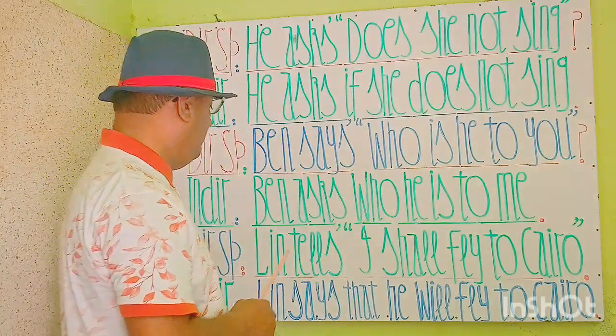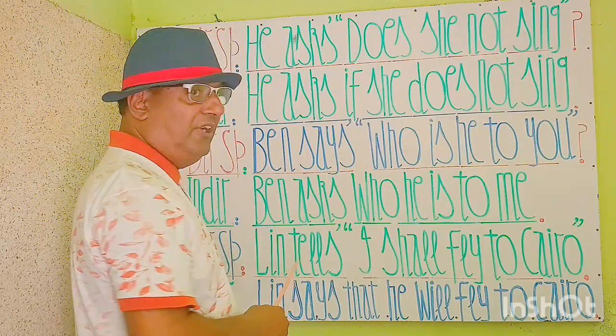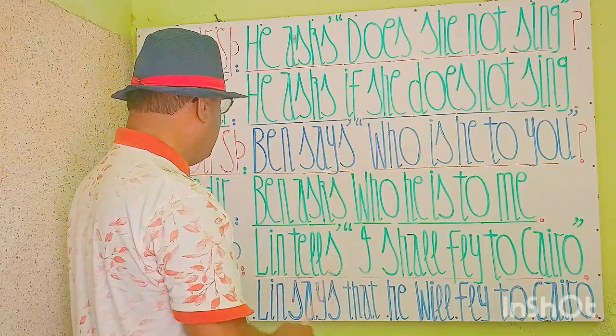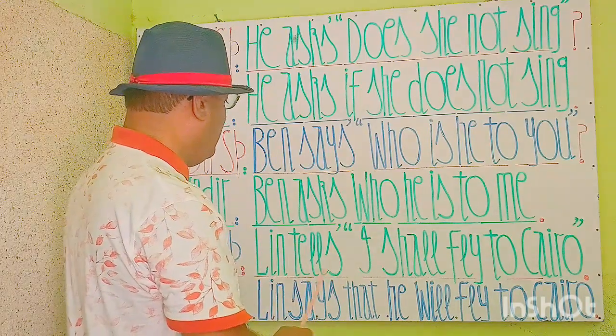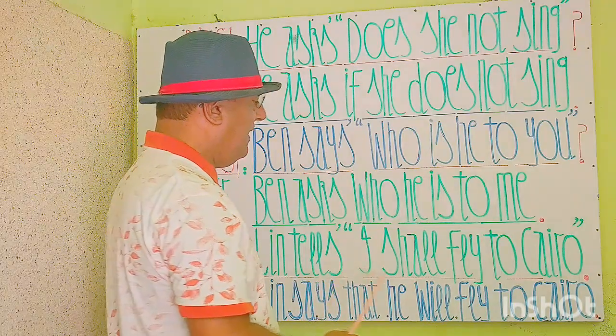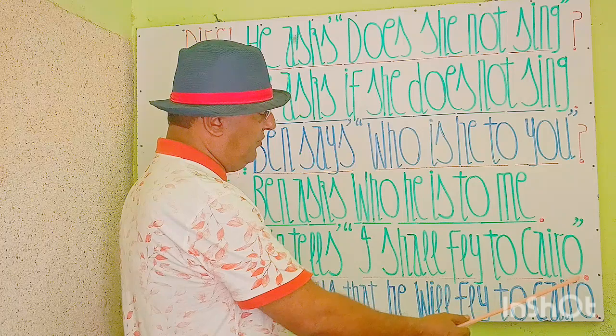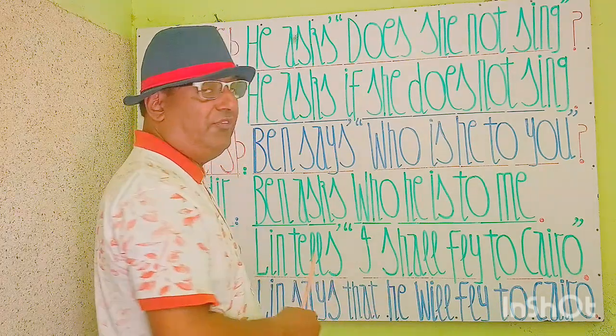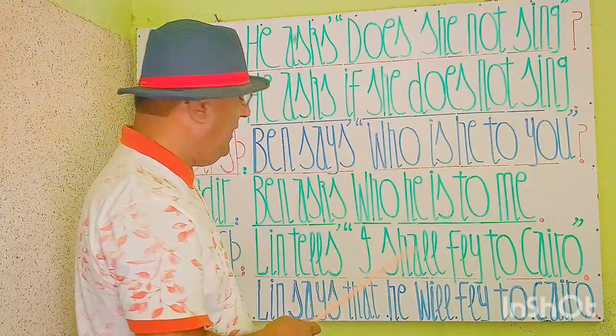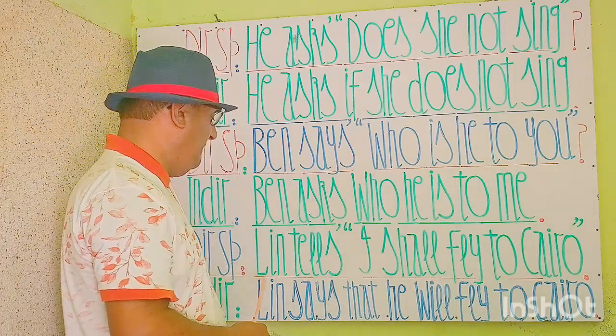आइए अगले जुमले की तरफ बढ़ते हैं। Next you see my students, next page. Lynn tells, comma, inverted comma start. I shall fly to Cairo. Comma close, full stop. This is a positive statement. ये एक मुस्बत जुमला है। And in first part you see Lynn tells.